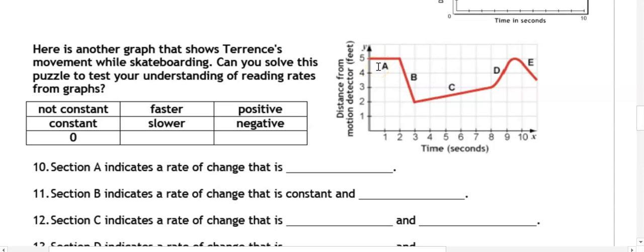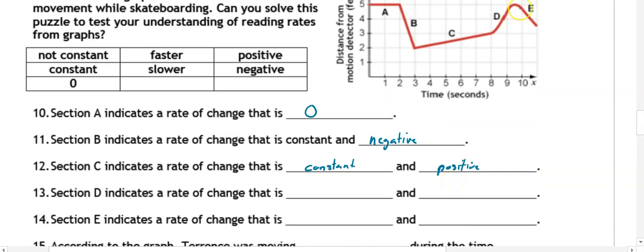So in segment A, because it's flat, our rate of change is going to be 0. In segment B, this indicates that the rate of change is constant because it's a straight line, and because it's going down, that means it's going to be negative. In section C, we can see that it's a straight line, so it's going to be constant, and it's going to be positive because this line is going up from left to right.